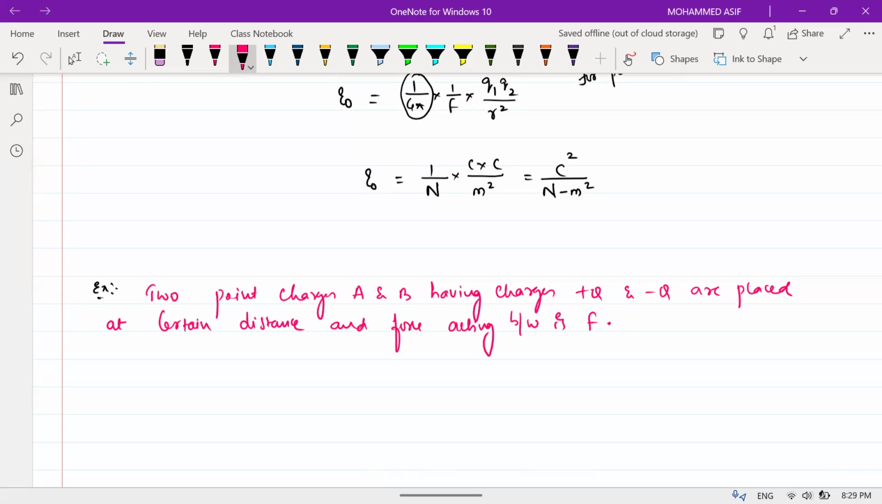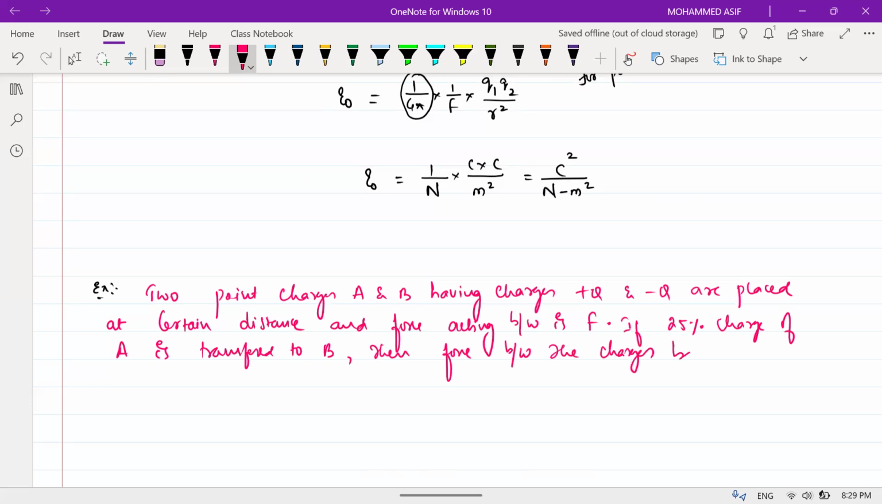Did you understand the question? So what is the question given? We have 2 point charges A and B, which have charges plus Q and minus Q, placed at a certain distance, and the force between them is capital F. Now the problem says, if 25% of the charge of A is transferred to B, then the force between the charges becomes how much? So this is the question.